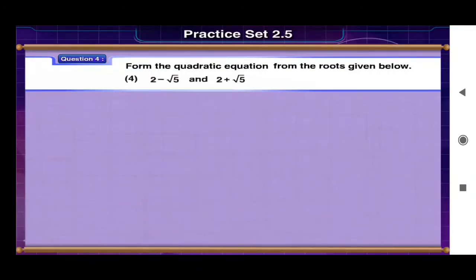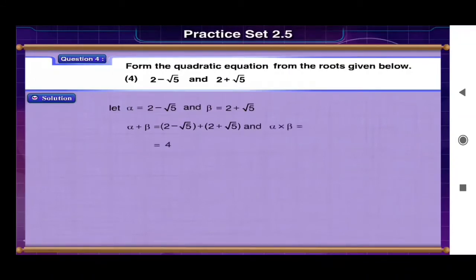4. 2 minus root 5 and 2 plus root 5. Let alpha be equal to 2 minus root 5 and beta be equal to 2 plus root 5. So alpha plus beta is equal to 2 minus root 5 plus 2 plus root 5, which is equal to 4. Alpha into beta is equal to (2 minus root 5) into (2 plus root 5), which is equal to 4 minus 5, that is equal to -1.